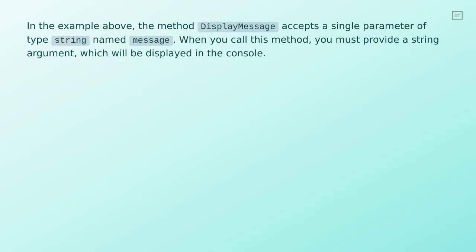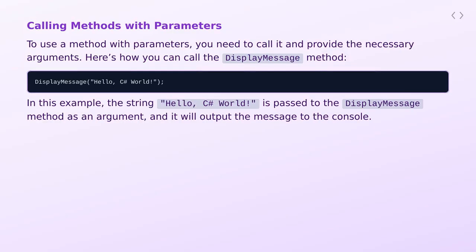In the example above, the method displayMessage accepts a single parameter of type string named message. When you call this method, you must provide a string argument, which will be displayed in the console. Let's move on to calling methods with parameters.